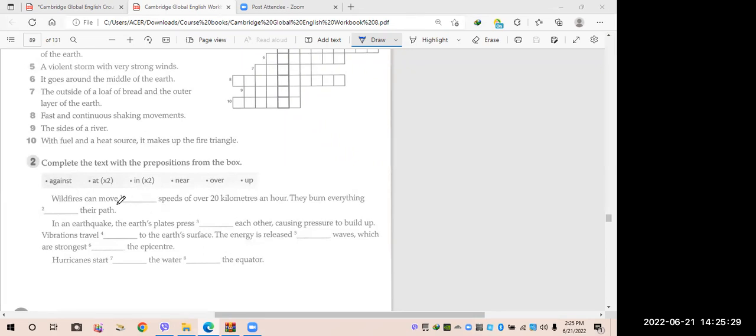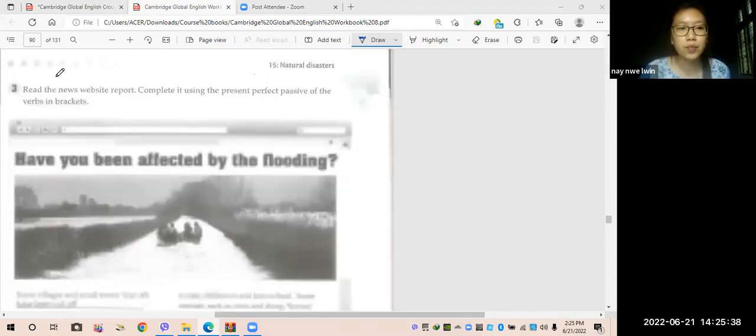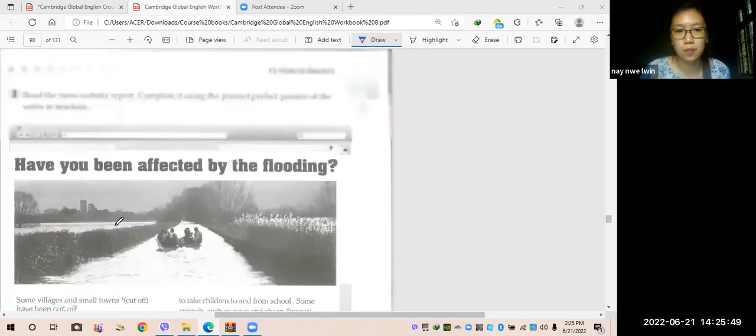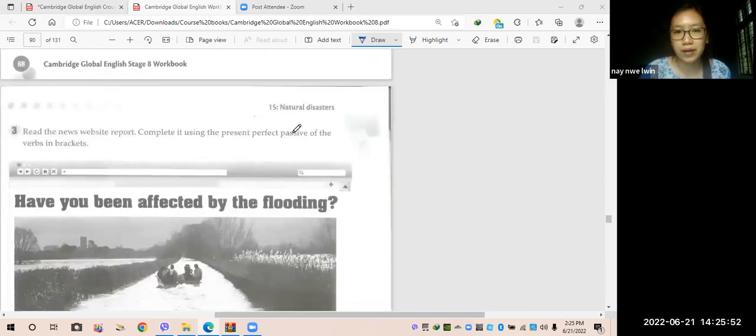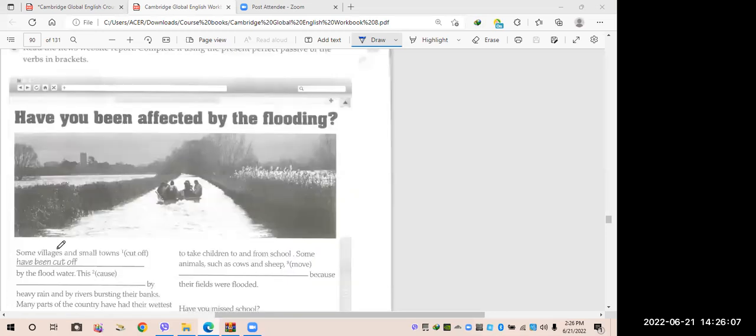So everyone, have you got all the answers for number 2? Yes. Okay, so we'll move to number 3. Read the news website report. There is a news item there, and complete it using the present perfect passive of the verb in brackets. The verb has been given, so all you have to do is transform this verb into present perfect passive form. Do you still remember the pattern of present perfect passive form? What is that? Has or have, been, plus past participle.